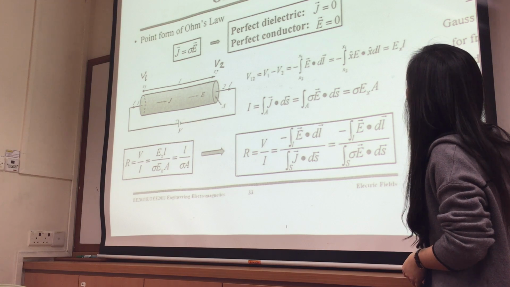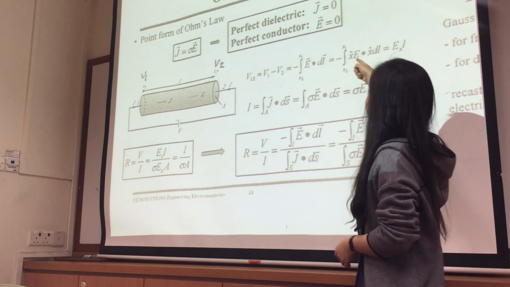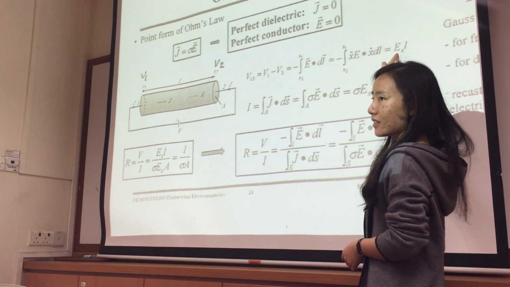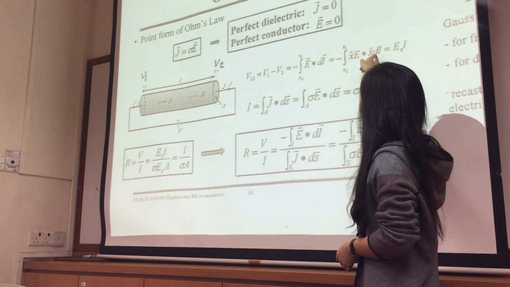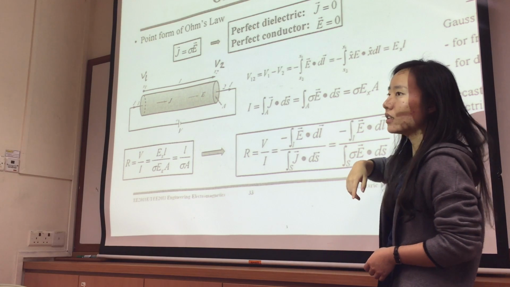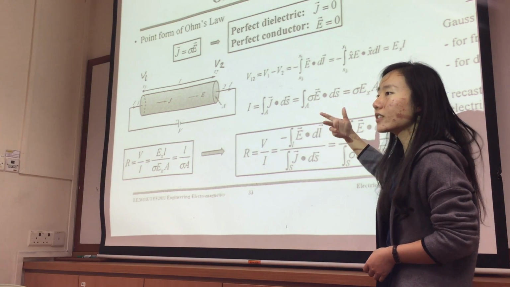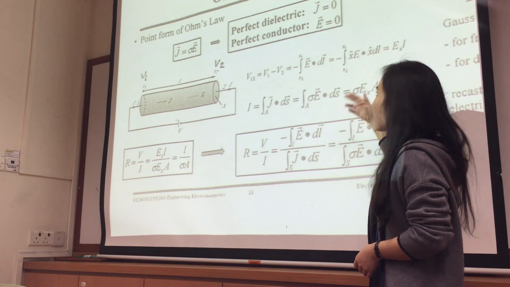How to get EXL? First of all, the E is a constant, so I just took it out. That is EX. L is the integration from x2 to x1 of dl. E is constant, independent of dl.